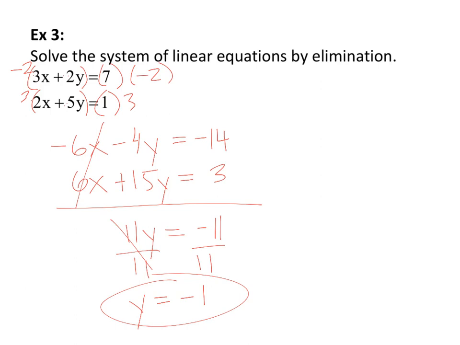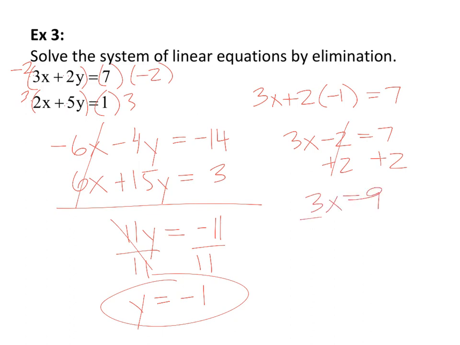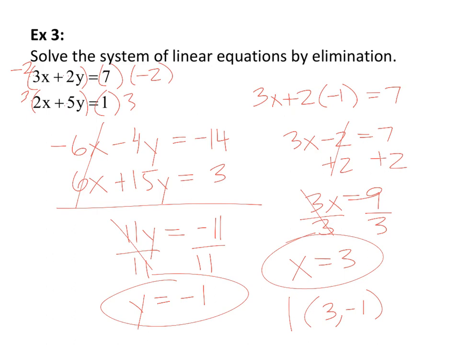So I plug the -1 back into any of the equations. I could plug it back into the original. So I have 3x plus 2 times negative 1 is equal to 7. 3x minus 2 equals 7, plus 2, 3x equals 9, divide by 3, and x is equal to 3. So my final answer is 3 comma negative 1. Make sure not to mix up the numbers. Let's go on to another example.